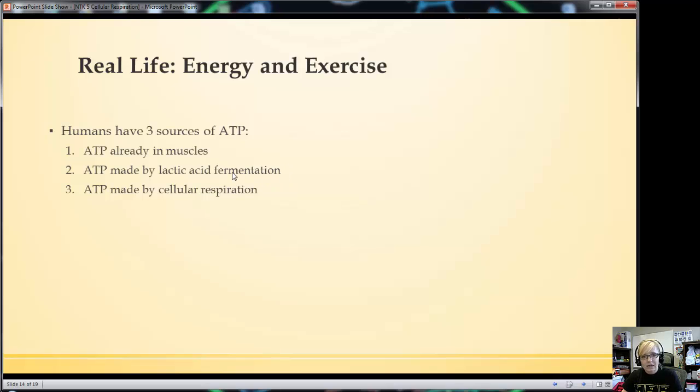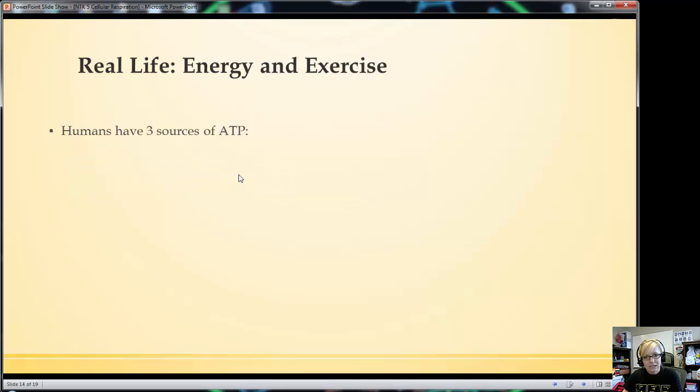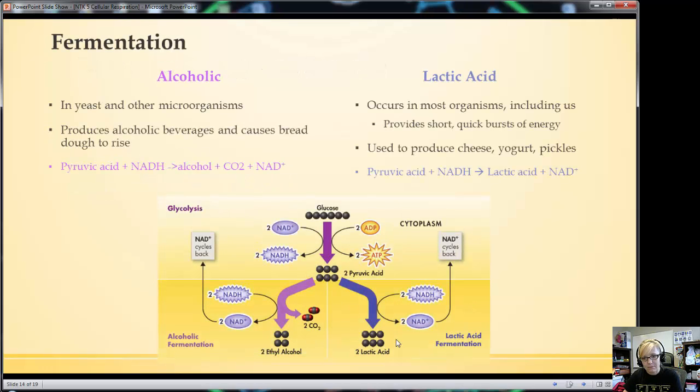I forgot to mention, but in our lactic acid fermentation, how many ATP molecules were produced? Do you guys remember? It was only 2. So this is not very efficient. We don't really want to do lactic acid fermentation. If oxygen is present, our cells are going to go ahead and do the whole process of cellular respiration because we would like to get more ATP from one glucose molecule if possible.